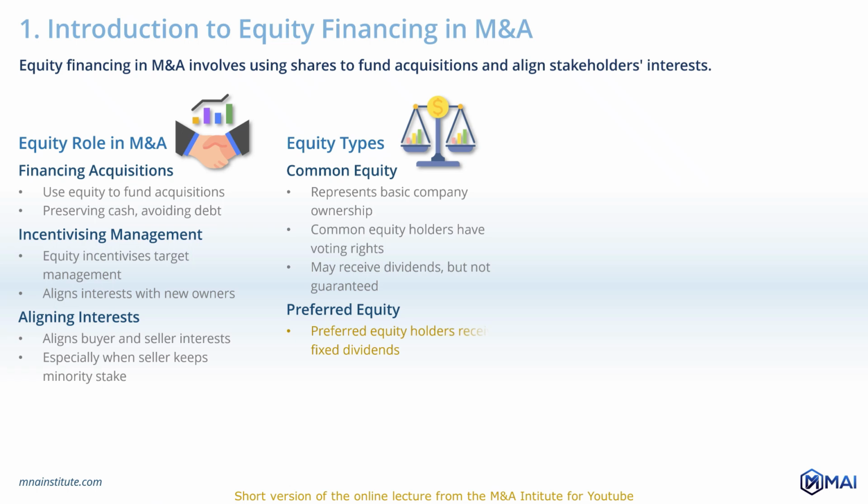Preferred equity. Preferred equity holders receive fixed dividends and have priority over common equity holders in asset distribution during liquidation. However, preferred equity typically does not come with voting rights.